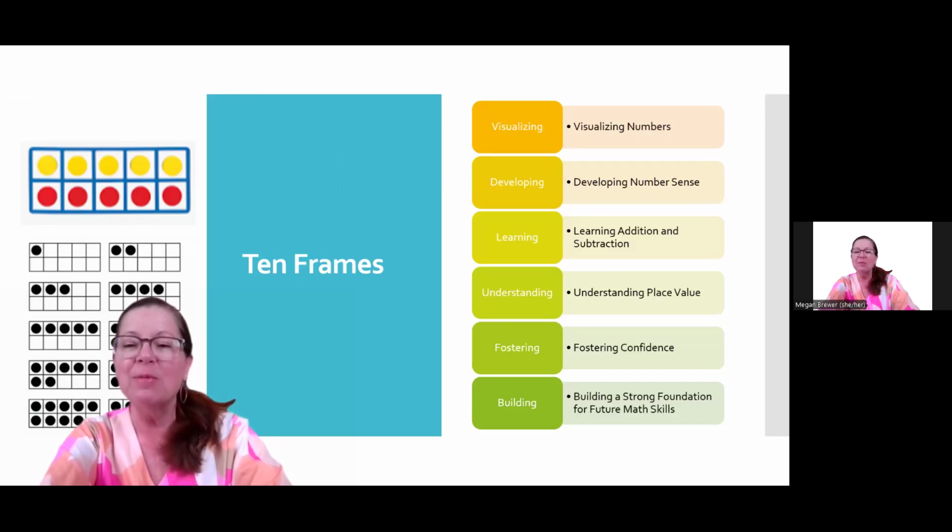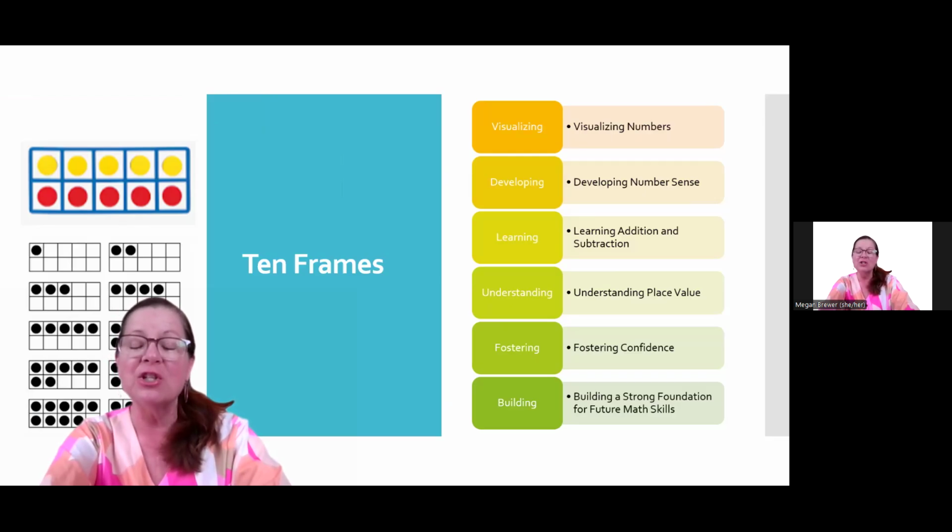Fostering confidence. By working with 10 frames, children gain confidence in their ability to work with numbers. They develop a visual and tactile understanding of numbers, which makes them feel confident and comfortable and capable in math.